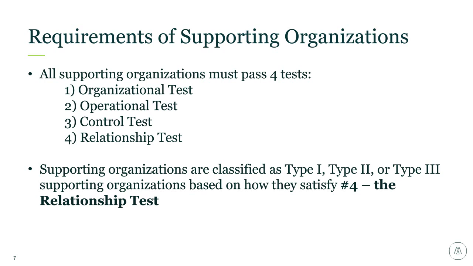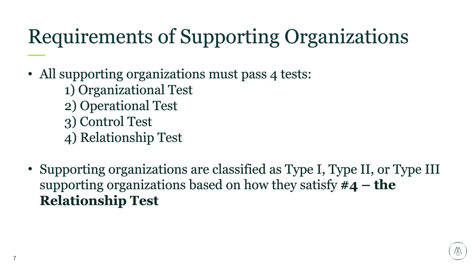The control test generally requires that the supporting organization not be controlled directly or indirectly by one or more disqualified persons other than foundation managers or one or more specified supported organizations. And lastly, the relationship test generally requires that the supporting organization be operated, supervised, or controlled by, or controlled in connection with one or more specified supported organizations.